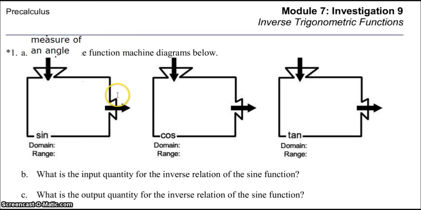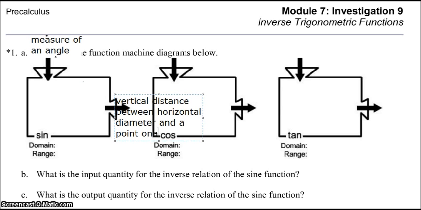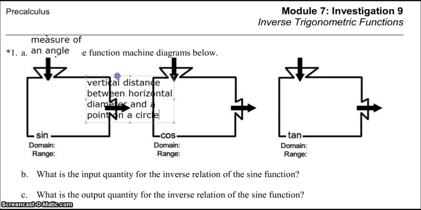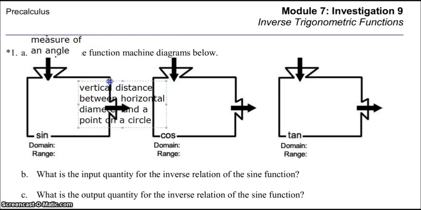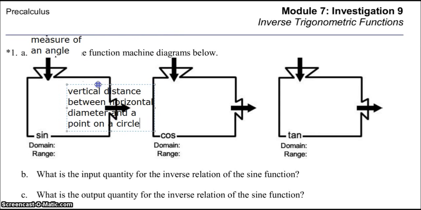And then what comes out is the vertical distance between the horizontal diameter and a point on a circle. Yeah, that should be the output here, which there's no room really to put this. Anyways, the domain of the function is all real numbers.